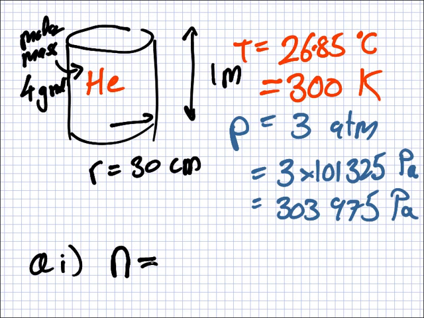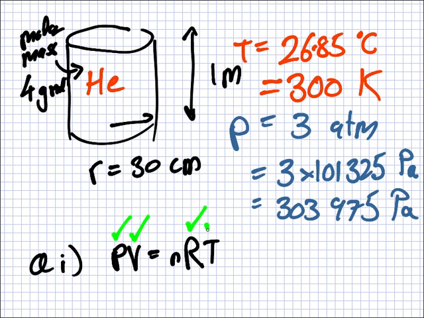So to calculate this, we have to use the formula PV equals NRT. Do you know the P? Yes. There it is there. Do you know the V? Yeah, in the bottom. Do you know the R? You do. It's 8.31. Do you know the temperature? You do. It's 300. Okay, so tell me now, please, the N. Calculate.